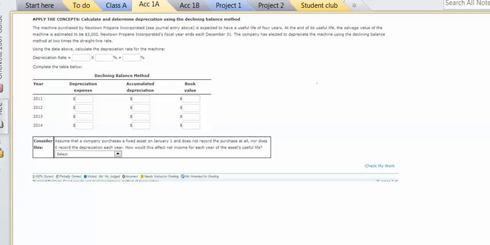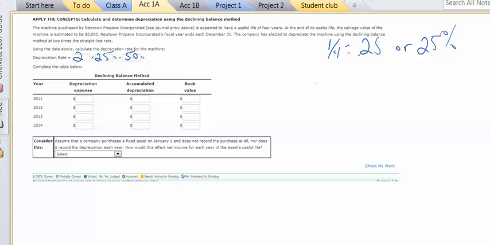First, using the data above, calculate the depreciation rate for the machine. Well, we're going to multiply whatever the rate is by 2. And the rate, of course, since it's 4 years, is 1 divided by 4, and that equals 0.25 or 25%. So we put 25% here. Therefore, my rate is going to be 50%.